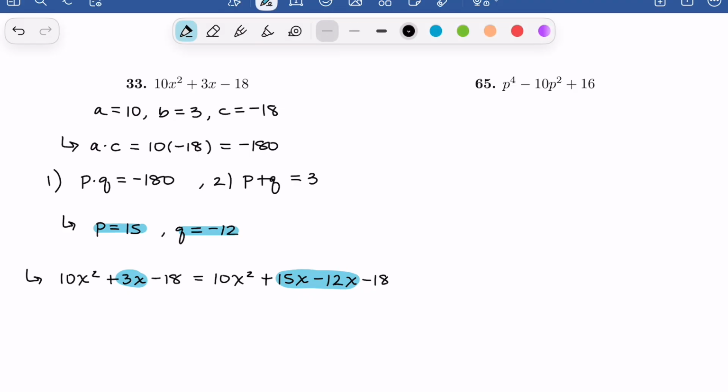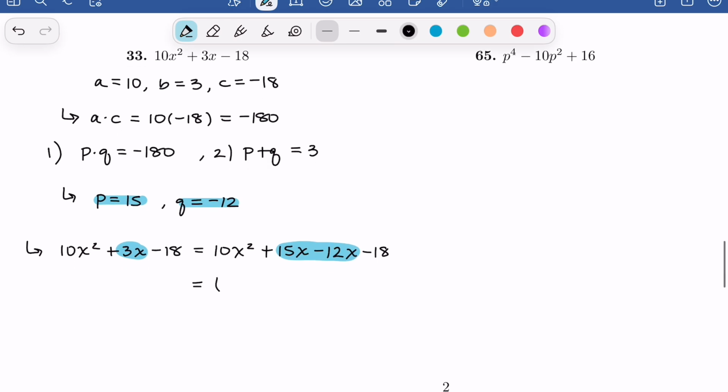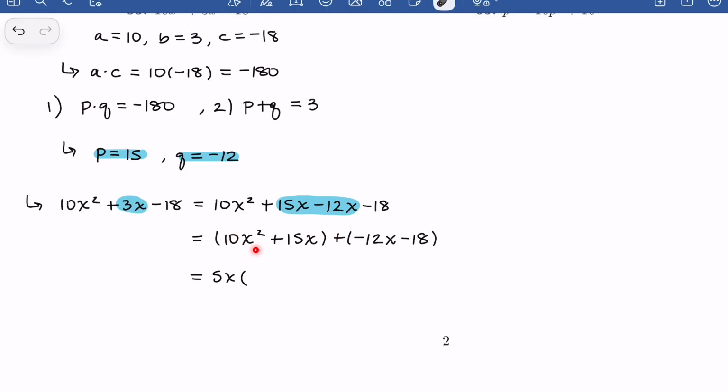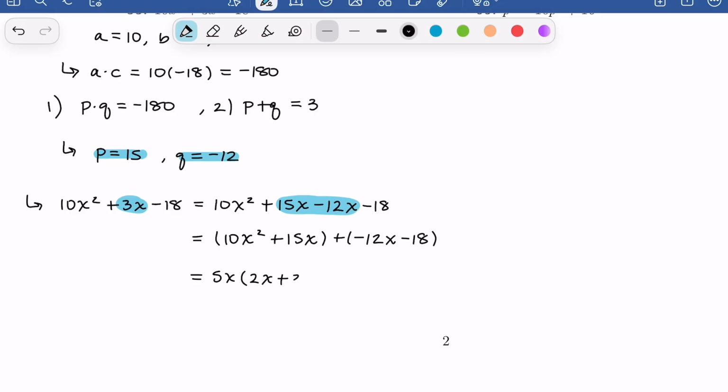So the next step then would be to group these terms. So we're going to have 10x squared grouped with 15x because they share a common factor. And then I'm going to have minus 12x minus 18 because they also share a common factor. So what we'll do in this next step then is pull out that common factor. So for both of these guys, they both share a common factor of 5x. Pulling out 5x from this, I'm going to be left with 2x plus 3. So we'll have 2x plus 3.